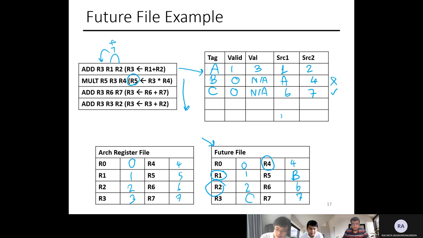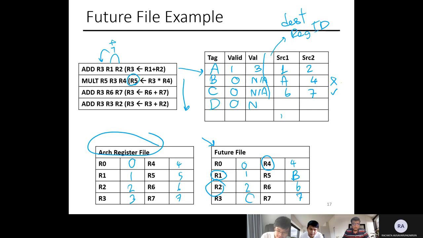Over here, I forgot, you have to have the register ID there, the destination, right? Why do we need this? It's basically so that you can update this guy. Because otherwise, R3 is gone. You don't know what the register ID A is trying to update. So in that case, you still need to maintain that. You think, oh, that's R3. So whenever I finish, I'm going to update R3 in the architecture register file.